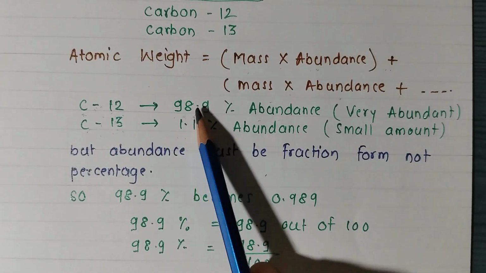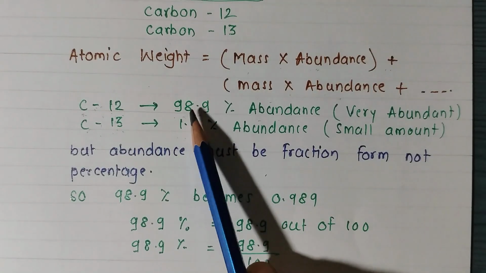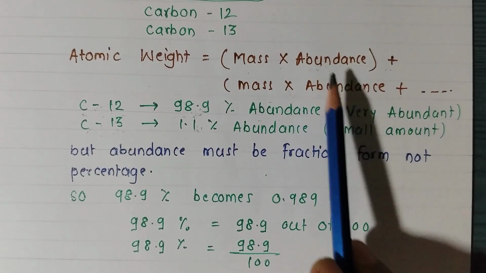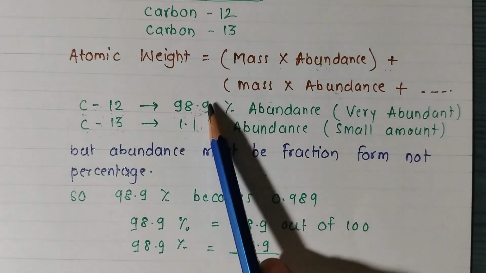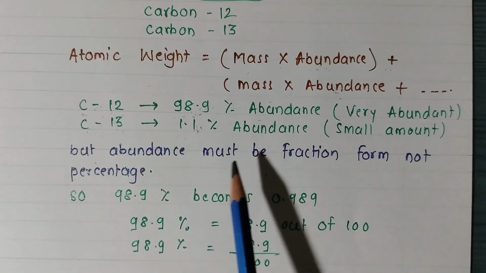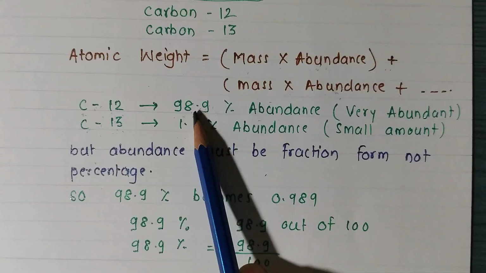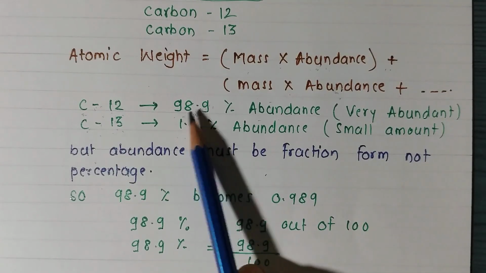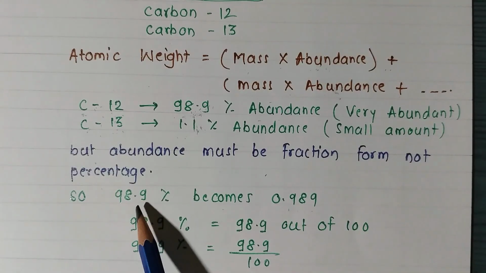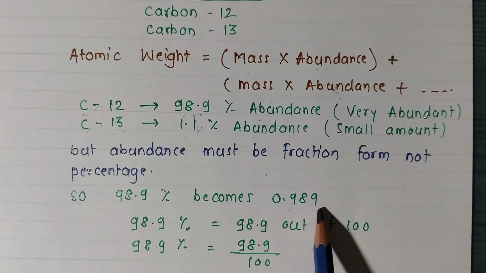But we cannot use this percentage, we use a fraction. So we create a fraction in this formula. Here we use a fraction value of abundance, but this is a percentage value of abundance. Abundance must be in fraction form, not percentage. So how can we convert this percentage into a fraction? See that 98.9% becomes 0.989. So we take this percentage value as a fraction, 0.989.